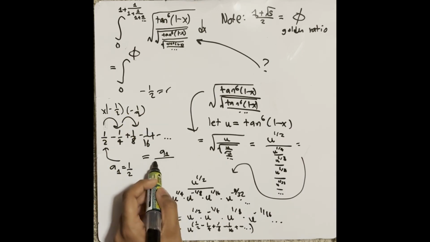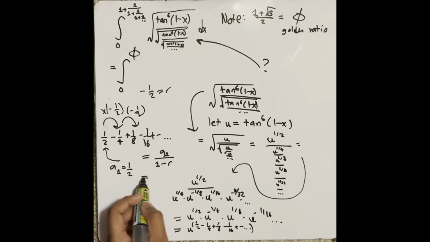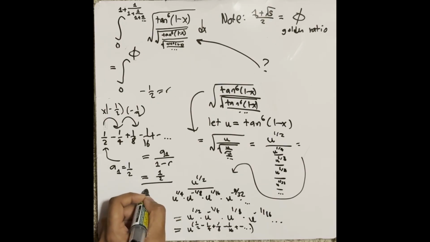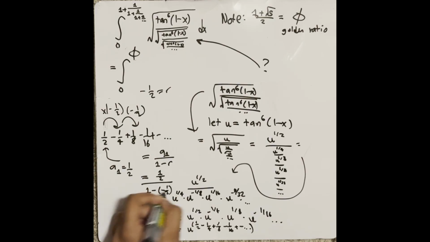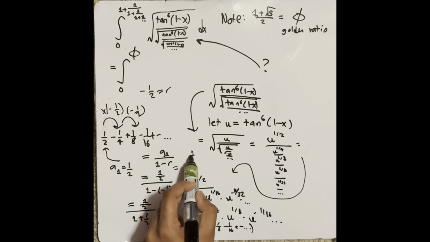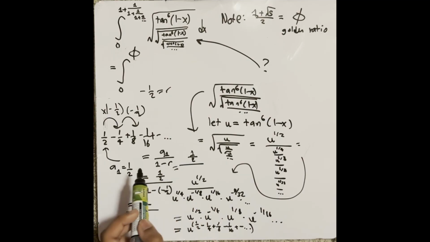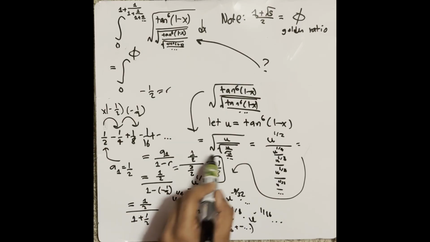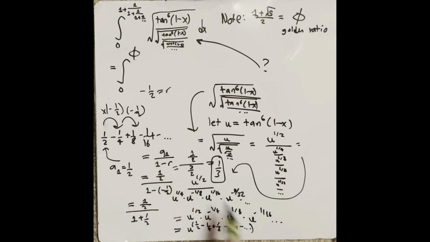So we plug in those values into the formula a sub 1 over 1 minus r. So our first value was 1/2. We get 1/2 over 1 minus -1/2. 1/2 over, that's going to be the same thing as 1 plus 1/2. Then you simply get 1/2 over 3/2. 1 plus 1/2 is going to be 3/2. And multiply both by 2 and you get 1/3. So that in the end is equal to u to the 1/3.